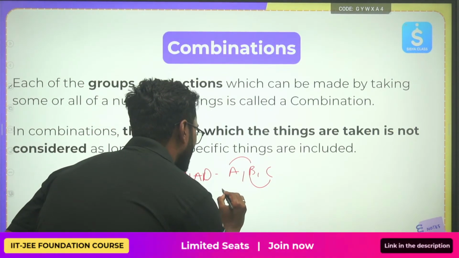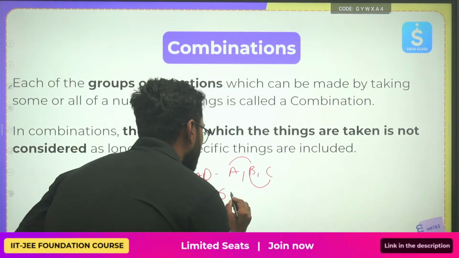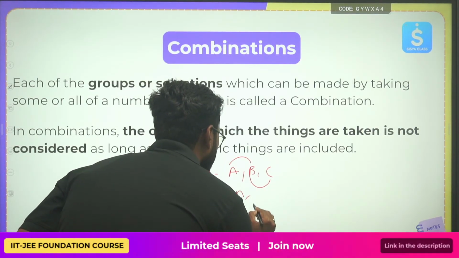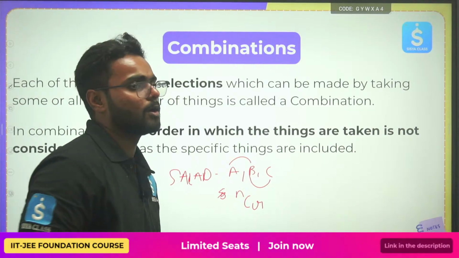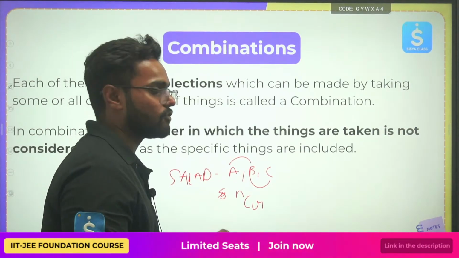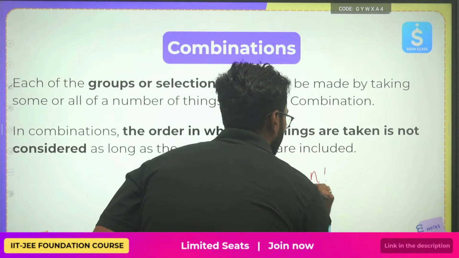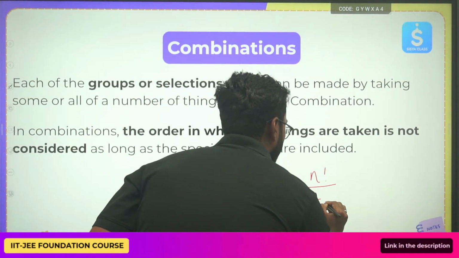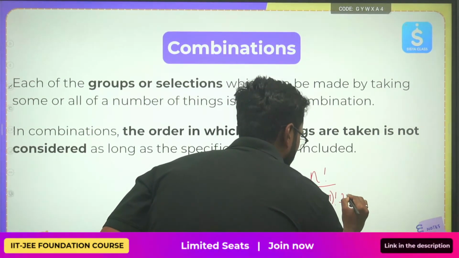So in this the formula would be nCr, right? The formula would be nCr. Let me tell you the formula. It is n factorial by n minus r factorial into r factorial.